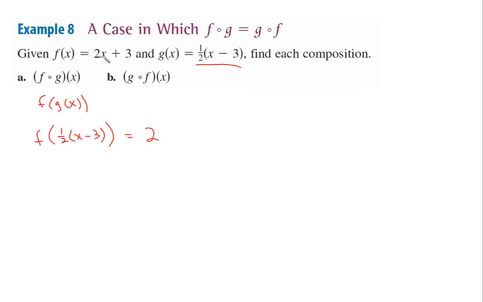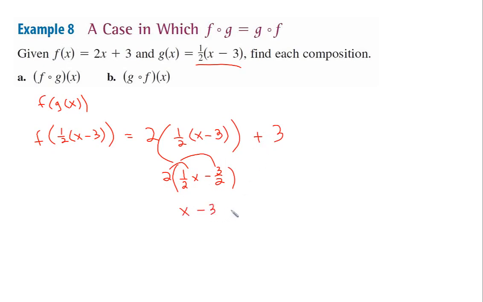So we have 2, right? And then instead of x, I replace it with this, 1/2 x minus 3, plus 3. Okay, so if you simplify this right here, basically you're going to end up with 1/2 x minus 3 over 2 times 2. And when you distribute the 2 here, basically you end up with x minus 3, and then you have the plus 3 out here. So you end up with x.